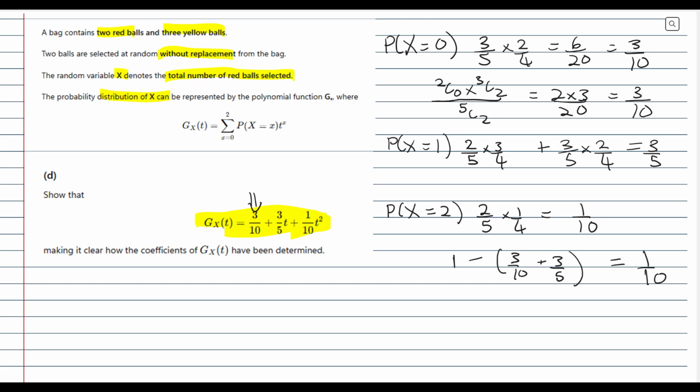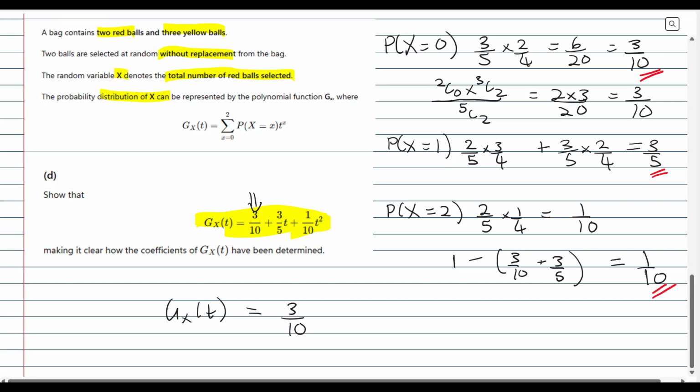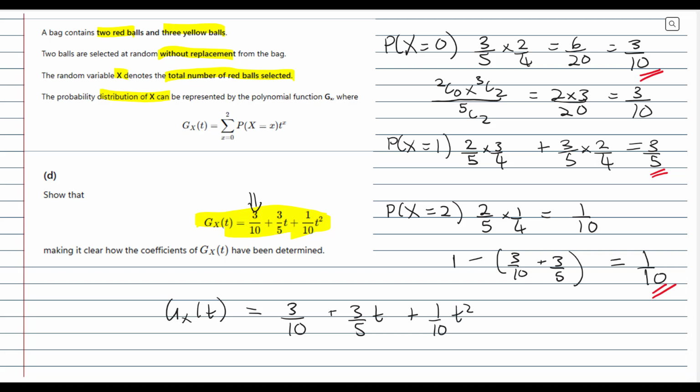So therefore, we can now write G_X of t is equal to 3 out of 10, just the first coefficient here, and then plus 3 over 5 t, and then plus 1 over 10 t squared, as required. And we've made it very clear with our working how those coefficients have been determined.